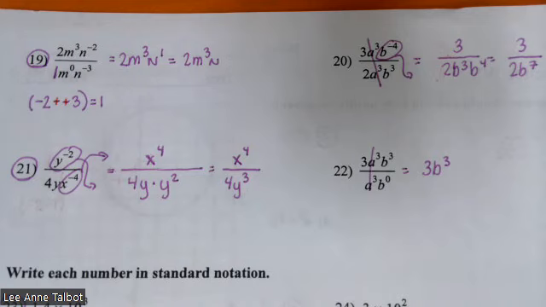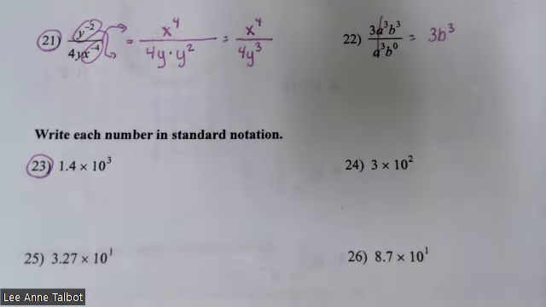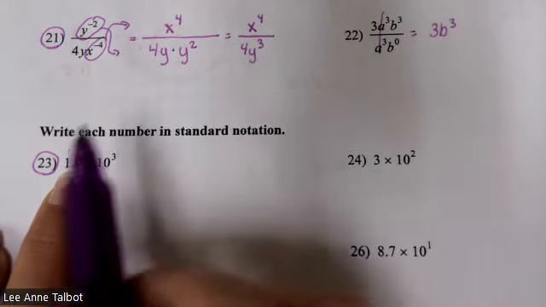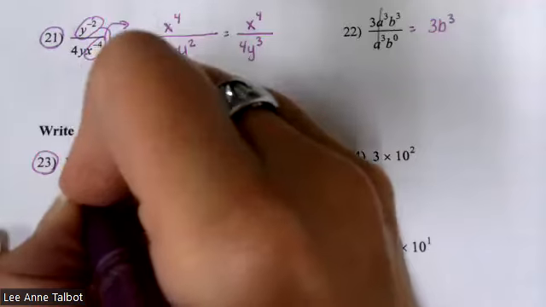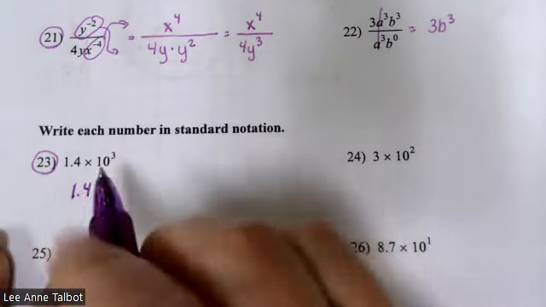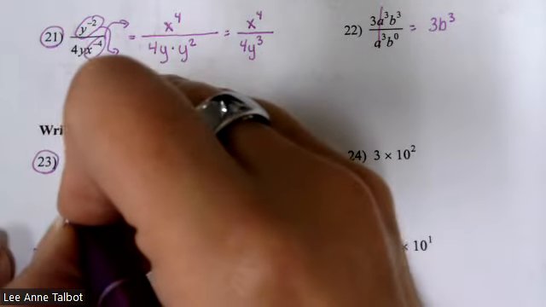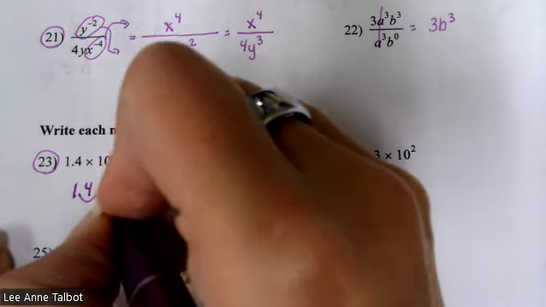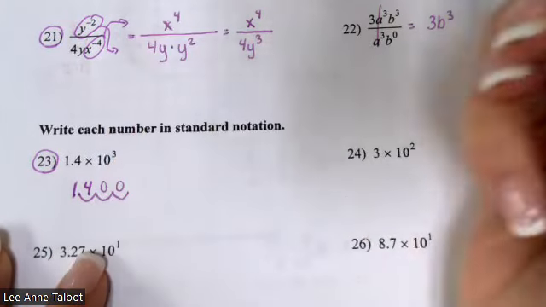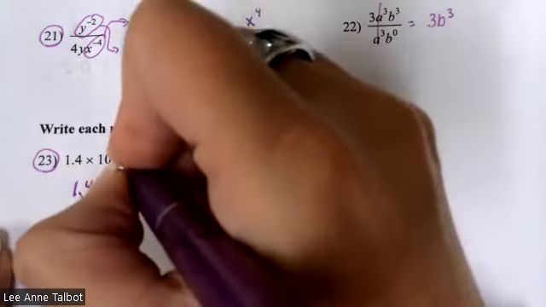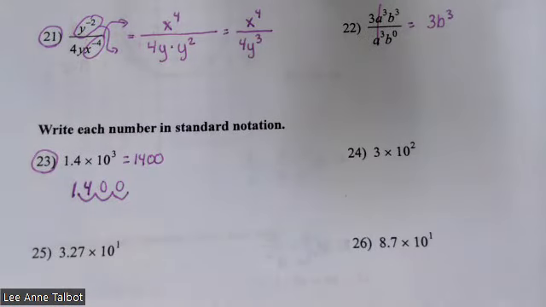Okay. Get that situated. And then let's go on to the standard notation problems. Okay, so standard notation means move the decimal this many spots. So 1.4 times 10 to the 3 means that you move the decimal 3 spots, 1, 2, 3. And any spot that doesn't have anything in it, you put zeros there. So that's 1,400.